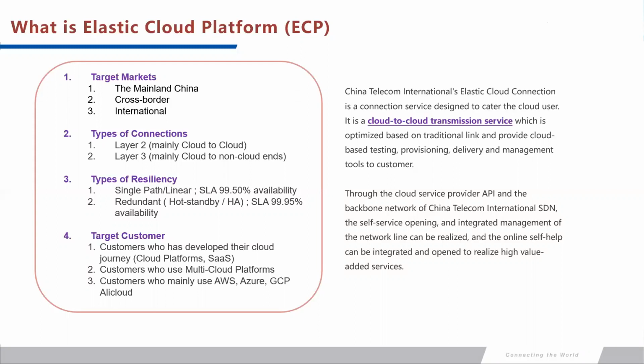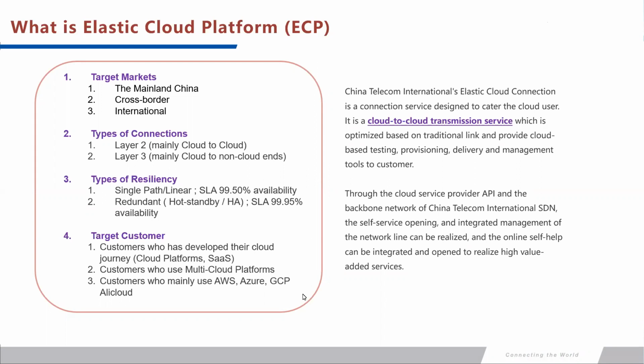ECP has layer 2 or layer 3 products. It can do end-to-end, and it can also do fully meshed connections. Our ECP runs over China Telecom's global networks, so it has SLA guarantees. You can have single path or double path. We also have redundancy for that.